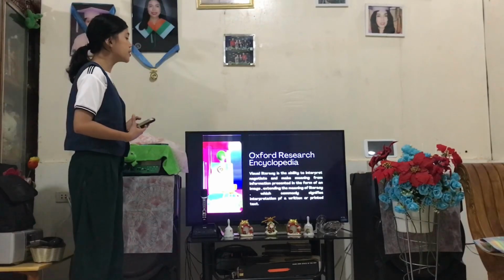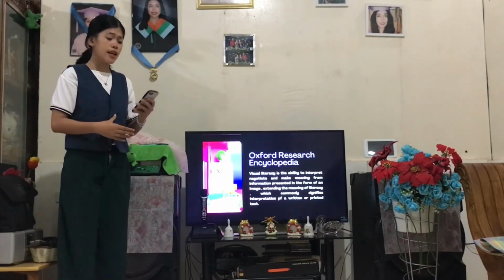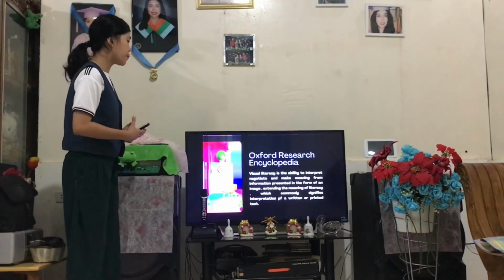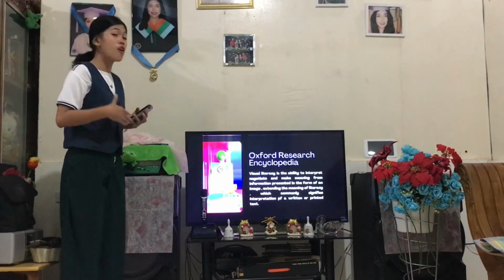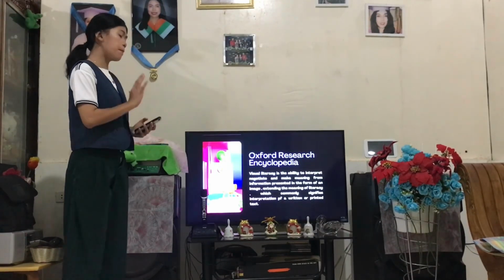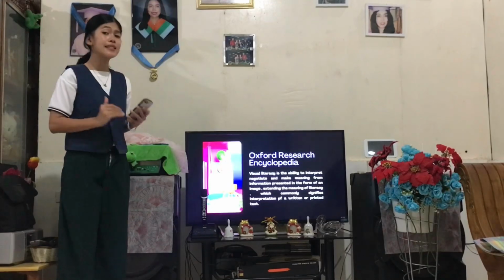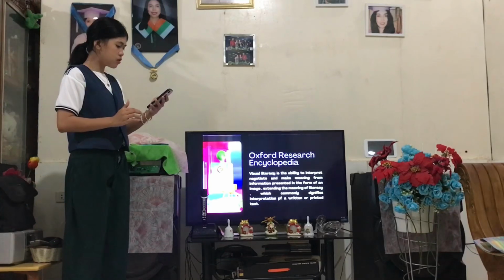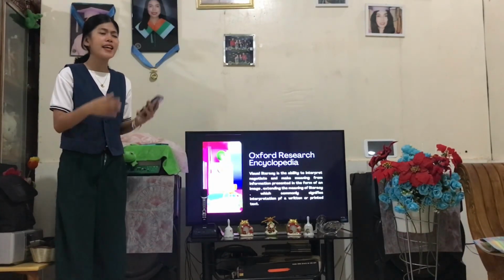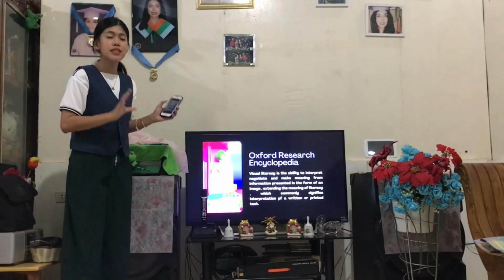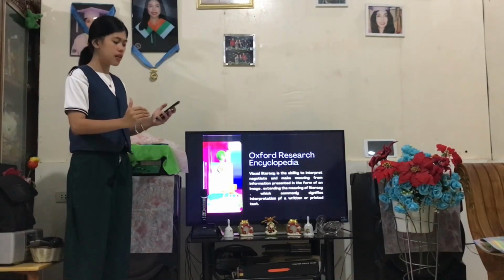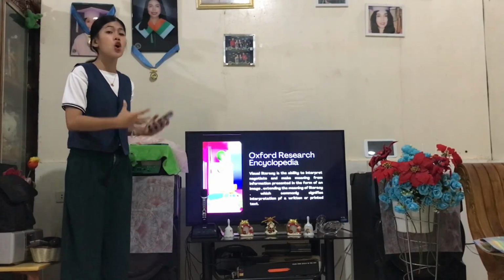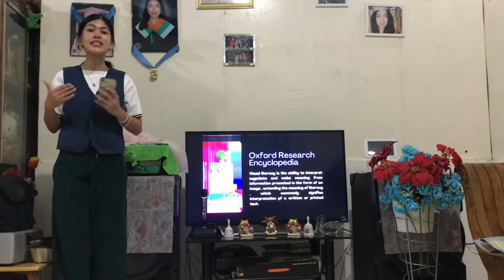According to the Oxford Research Encyclopedia, visual literacy is the ability to interpret, negotiate, and make meaning from information presented in the form of images, extending the meaning of literacy, which commonly signifies interpretation of a written or printed text. It is based on the idea that images can be read, and understood through a process of reading, like reading a written text.